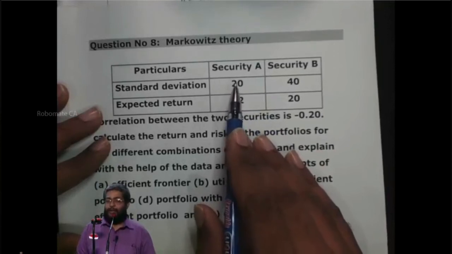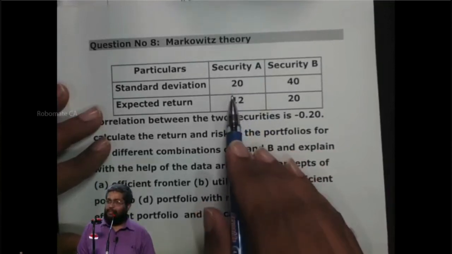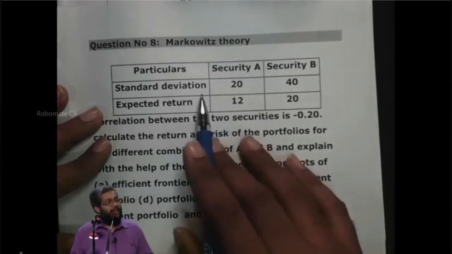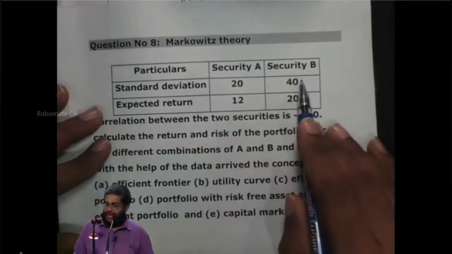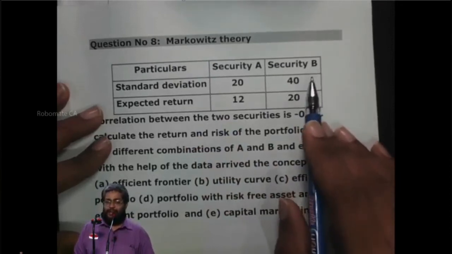Sigma A squared. How would they have calculated that? Sigma A minus A bar the whole square divided by N, square root. Correct? And what is this here? Sigma B. How to define sigma B? Sigma B minus B bar the whole square divided by N, square root.